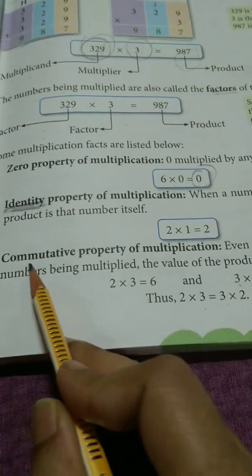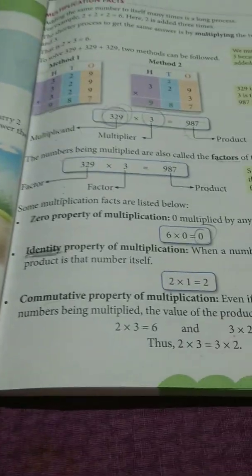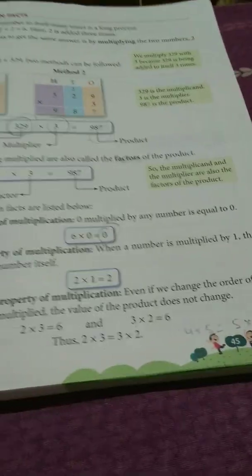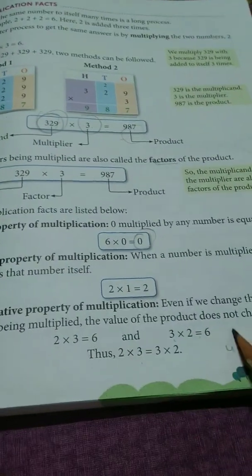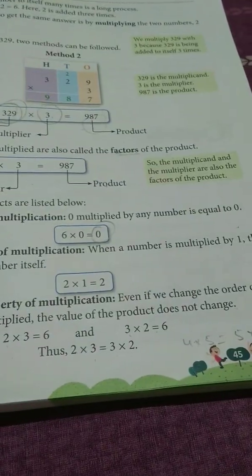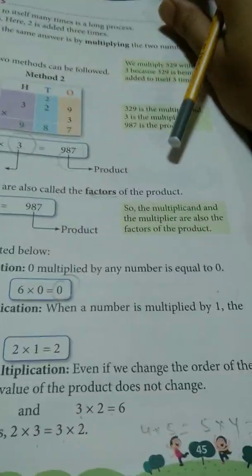Next is the commutative property of multiplication. Even if we change the order of the numbers being multiplied, the value of the product does not change. So either you write 2 into 3 is equal to 6, or 3 into 2 is equal to 6, 4 into 5 is equal to 20, or 5 into 4 is equal to 20. The result, the answer, the product does not change.